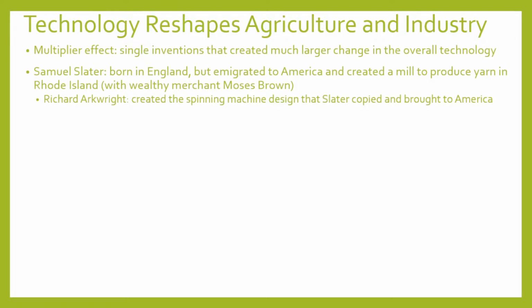So he made his way here to America, worked with the Rhode Island merchant Moses Brown. The machine that he copied was made by Richard Arkwright, which again is the most recent in a series of spinning machines that were being invented throughout the course of the early Industrial Revolution.